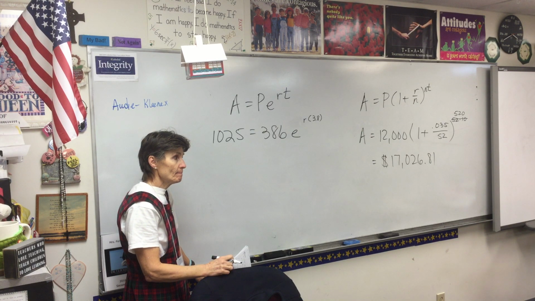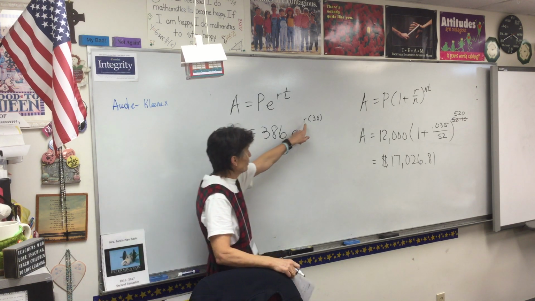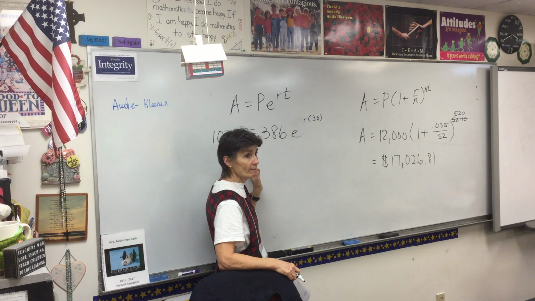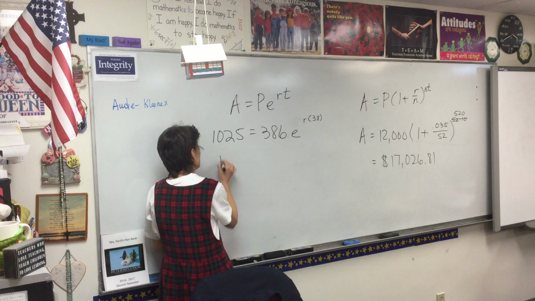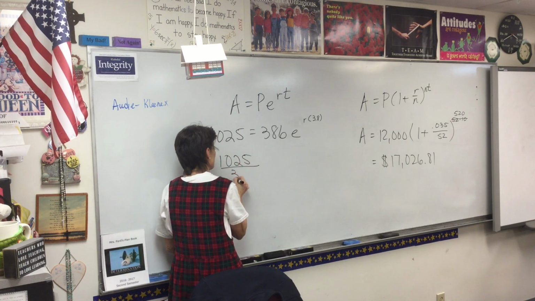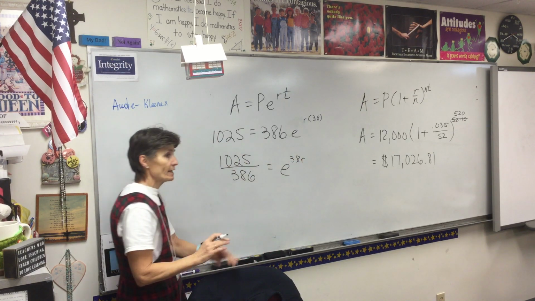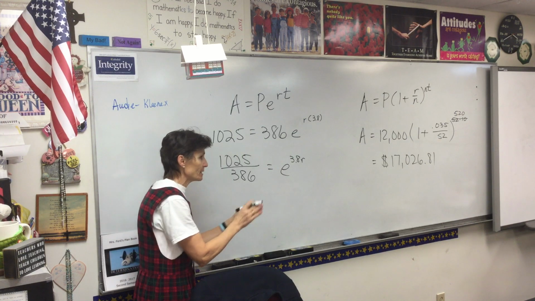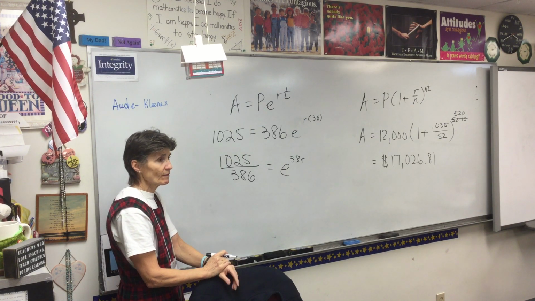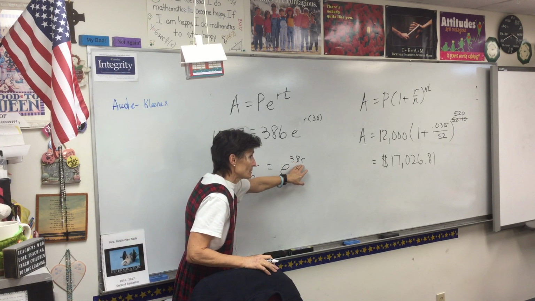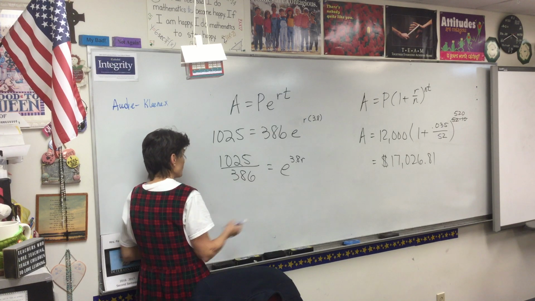Is that okay with everybody? Now, this is not a straight type-in problem because your variable is up high, which means we're going to need logarithms, right? But not yet. What do we have to do first? Divide. So 1025 divided by 386 is e to the 3.8r. I'm going to divide. Now some of you go ahead and type that in on the calculator. Fine, as long as you don't round it off. Now we need to get this down. So once again, we'll ln both sides.